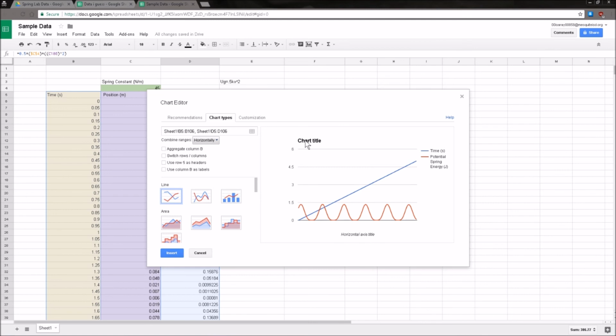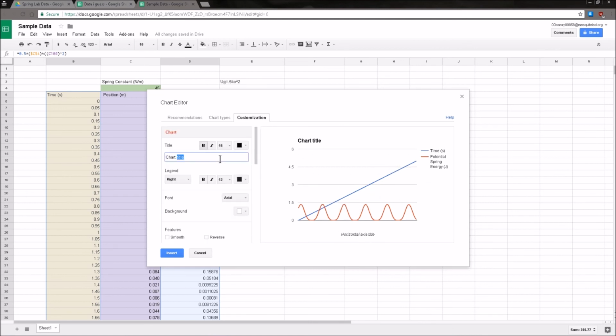Now, as you can see, this time it did not work out the way we wanted to, so we're going to have to go in and fix it manually. So the first thing is we want this to be titled potential spring energy in joules versus time in seconds.